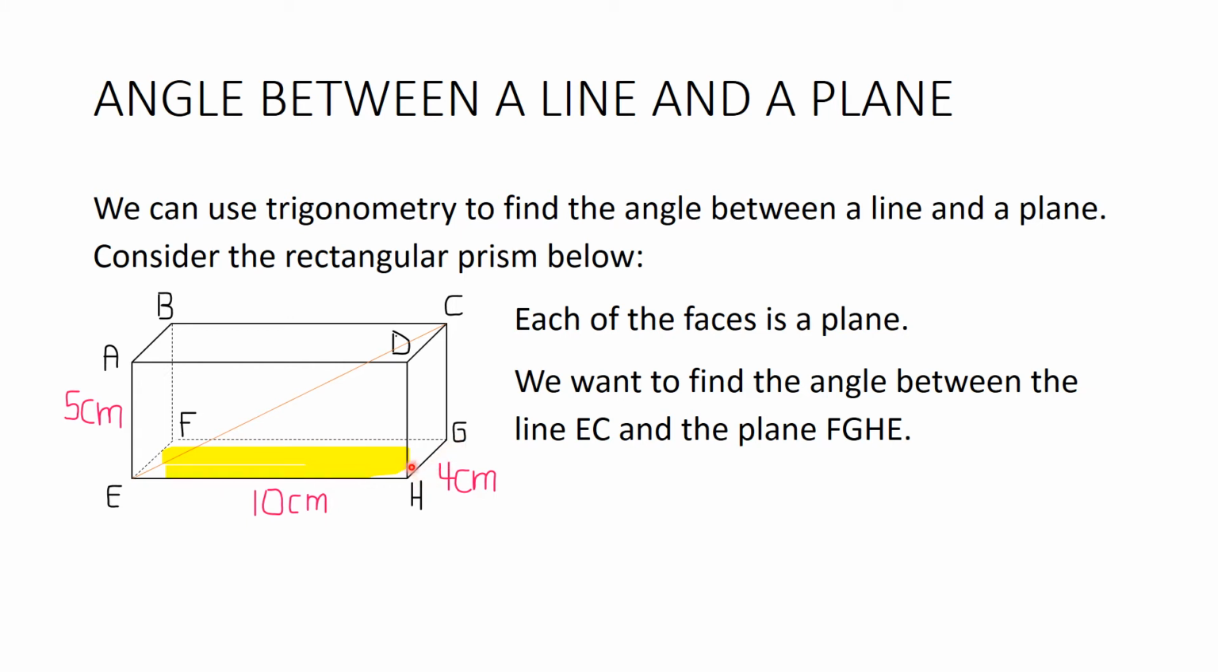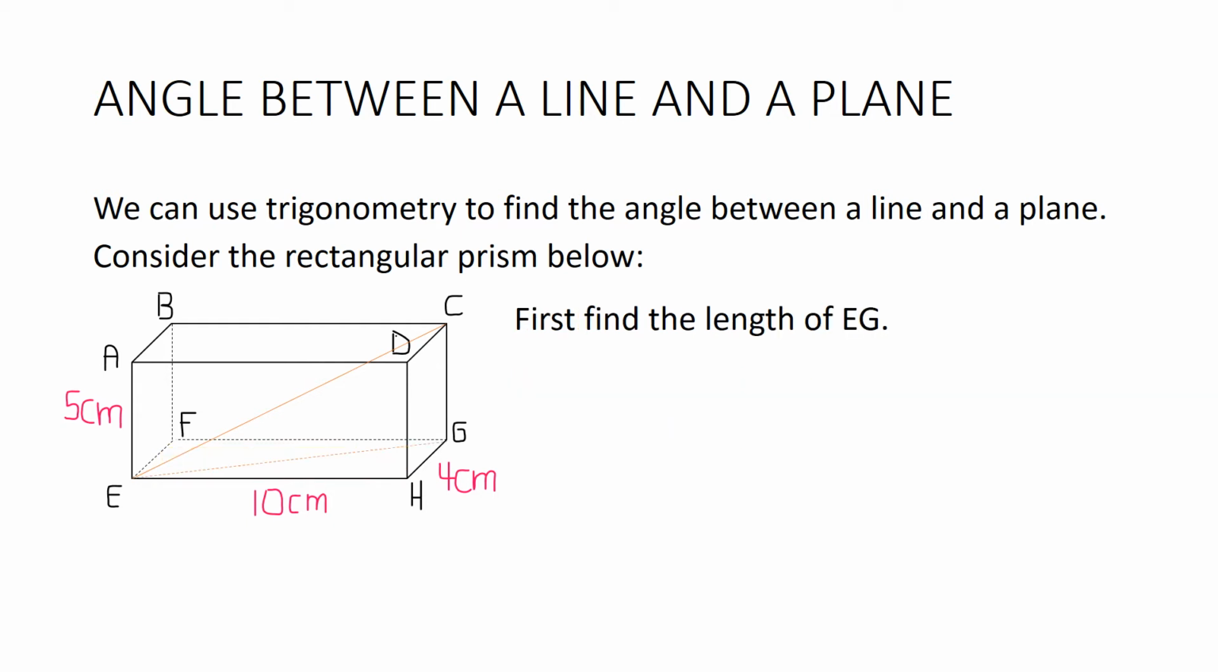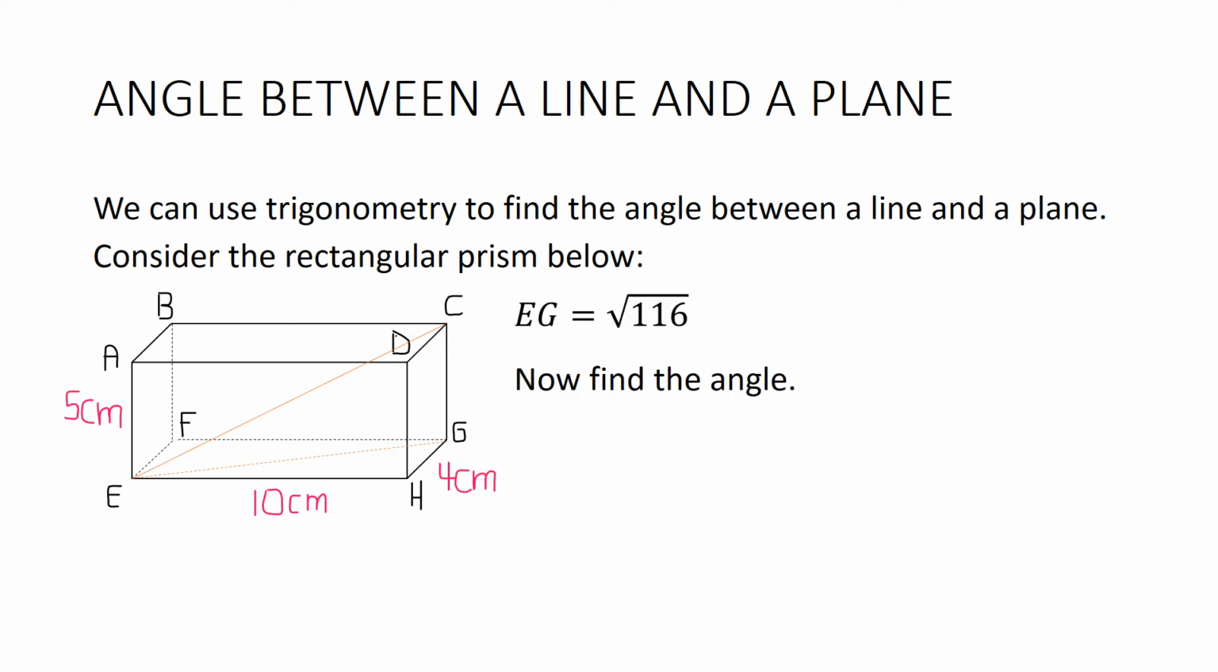What we've got to do is get one in the same plane as EC, and that's going to be the diagonal between E and G, this one here, and we're just going to use Pythagoras' theorem to work out that length there. Here's the right angled triangle here, and that's the hypotenuse. So EG squared will be 10 squared plus 4 squared, which is 116. EG will be the square root of 116, and I'm going to leave it in exact form. So now we can find the angle.